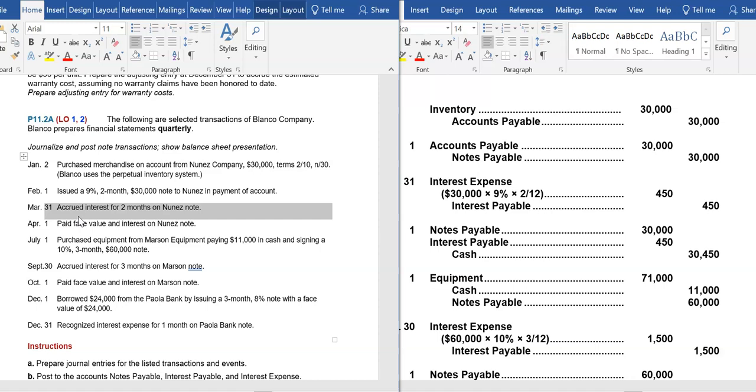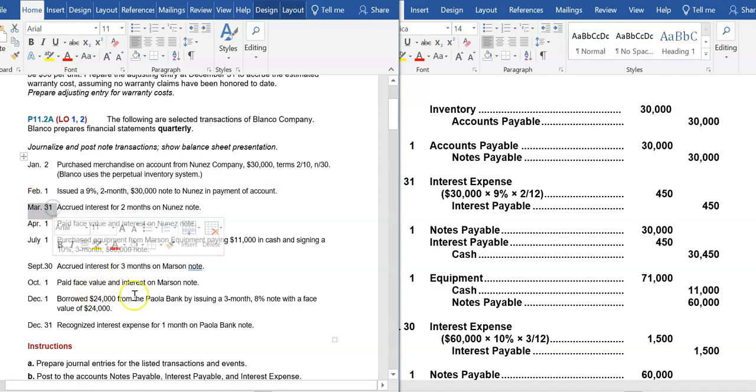Because interest has been incurred, interest has accrued, but it hasn't been recorded. Since February 1st, 2 months worth of interest has accrued as of the end of March. All of February's interest and all of March interest. The note is a 2-month note, which means it was issued on February 1st. It will be paid on April 1st.